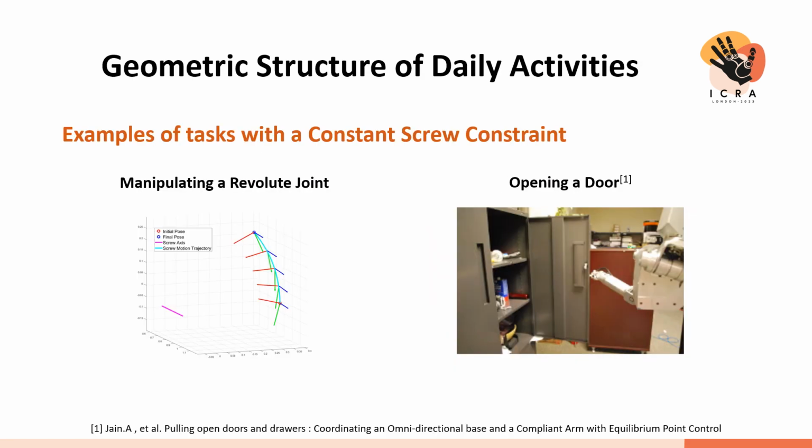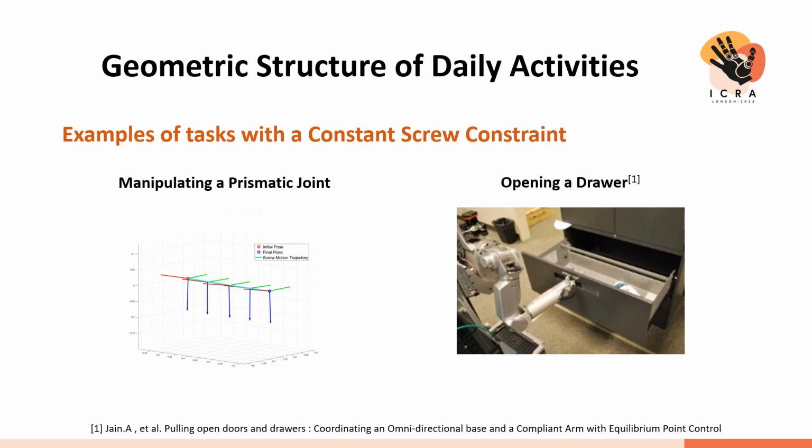Now, let us look at the geometric structure of a few activities that we perform in daily life. Consider the task of opening a door. The geometric constraints based on the end effector of the robot for performing this task is motion about a revolute joint, which is a constant screw constraint. You can also see the recorded end effector trajectory for manipulating a revolute joint shown to the left along with the computed screw parameters.